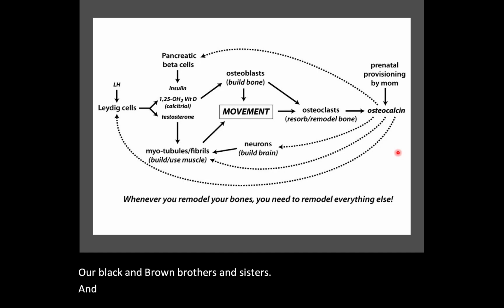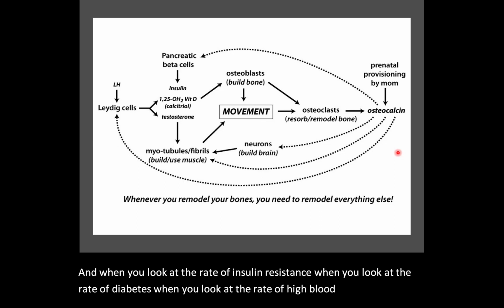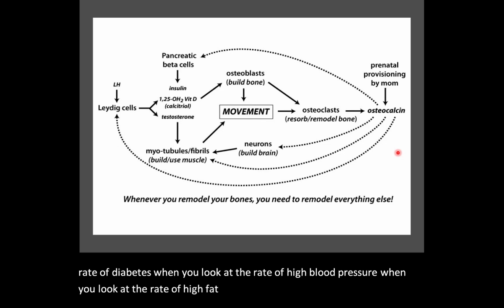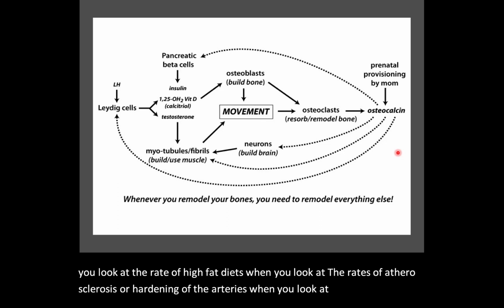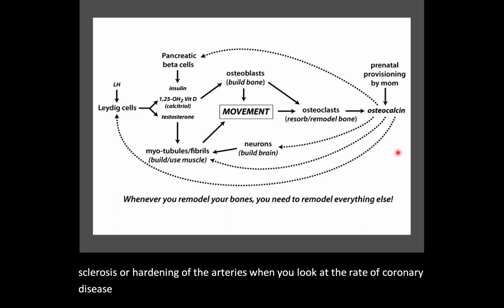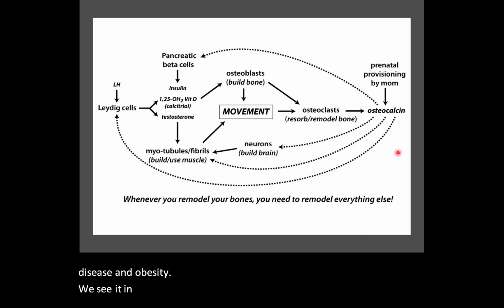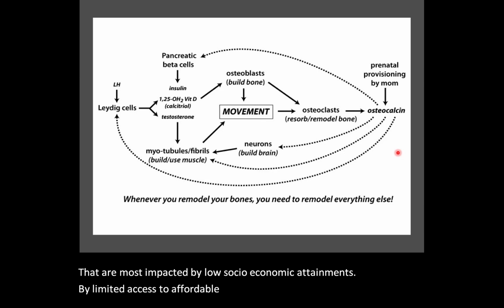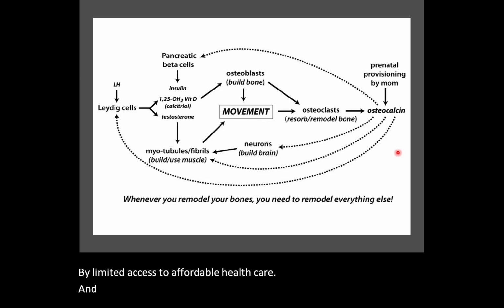And when you look at the rate of insulin resistance, diabetes, high blood pressure, high fat diets, atherosclerosis or hardening of the arteries, coronary disease, and obesity, we see it in our populations that are most impacted by low socioeconomic attainment, by limited access to affordable health care, and are limited by health insurance.